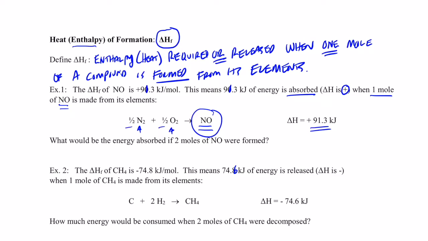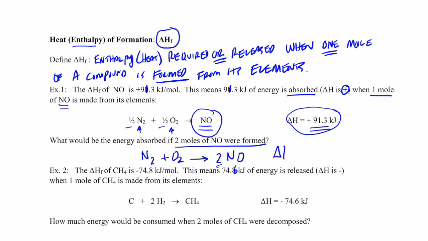Now, what would happen if I wanted to make 2 moles of NO? Yeah, so let's write the equation. I want to make 2 moles of NO. Wouldn't I need a full mole of nitrogen and a full mole of oxygen? Do you think the energy required would be more, less, or equal to 91.3? Yeah, if you said more, you are correct because I'm making twice as much.